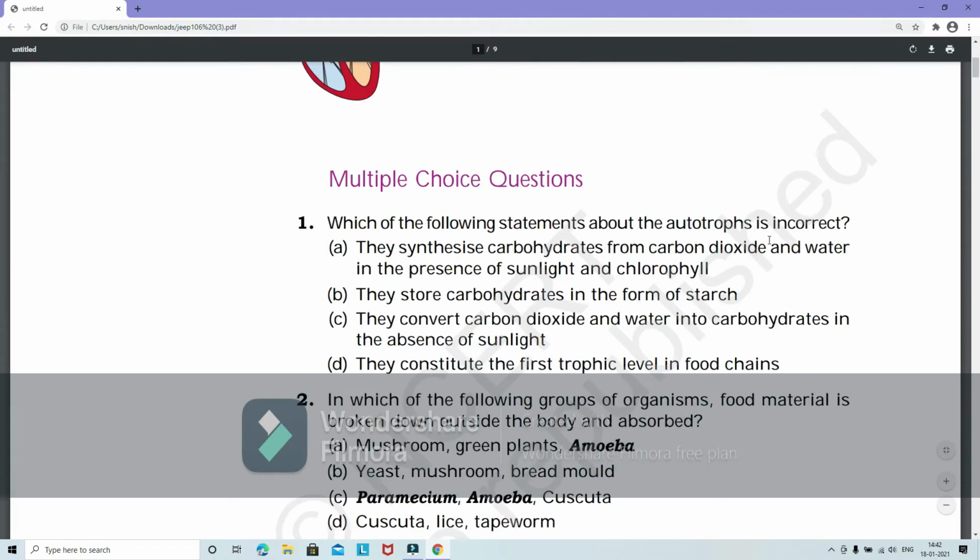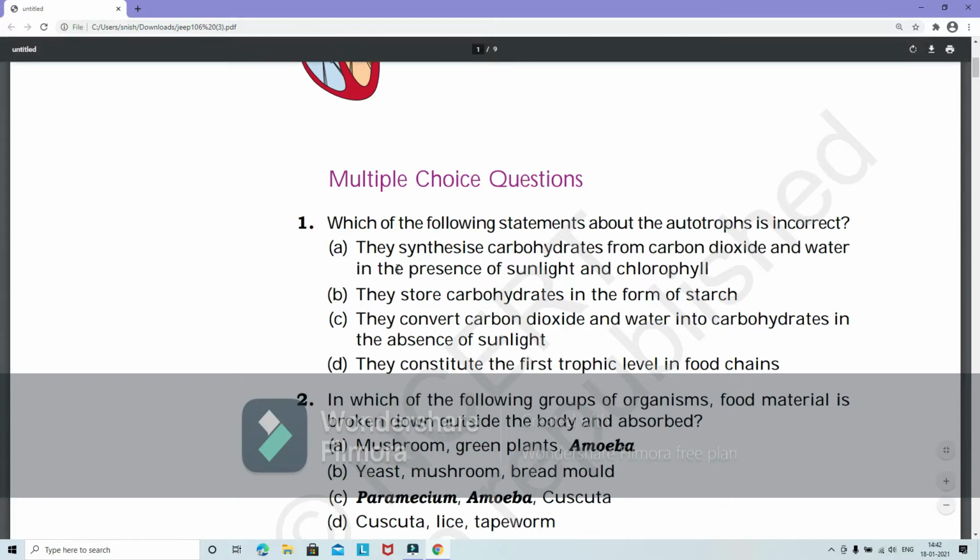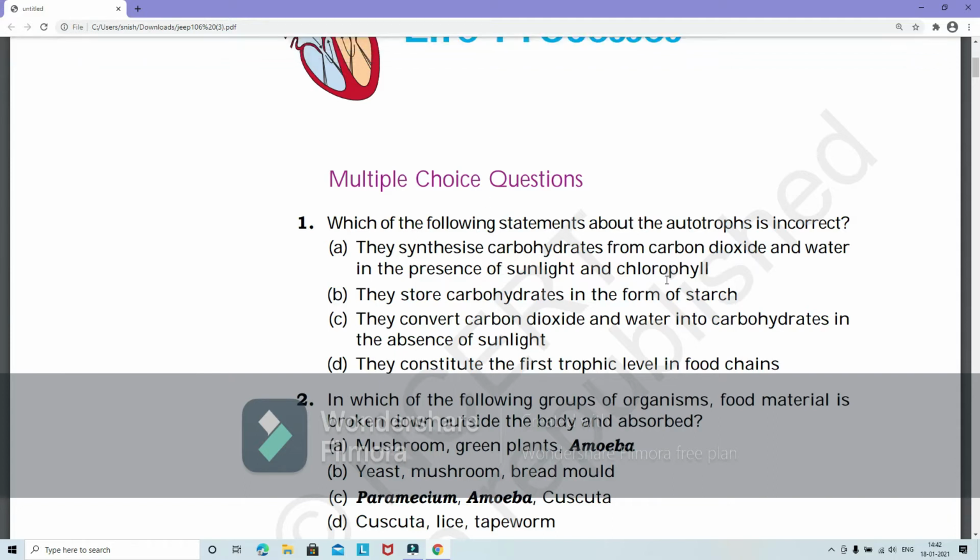Which of the following statements about the autotrophs is incorrect? So firstly, what is an autotroph? Autotrophs are those organisms that can prepare their own food, right? It's auto. So we should tell which is the incorrect statement over here. They synthesize carbohydrates from carbon dioxide and water in the presence of sunlight and chlorophyll. Yes, so we know it's the process of photosynthesis and all.